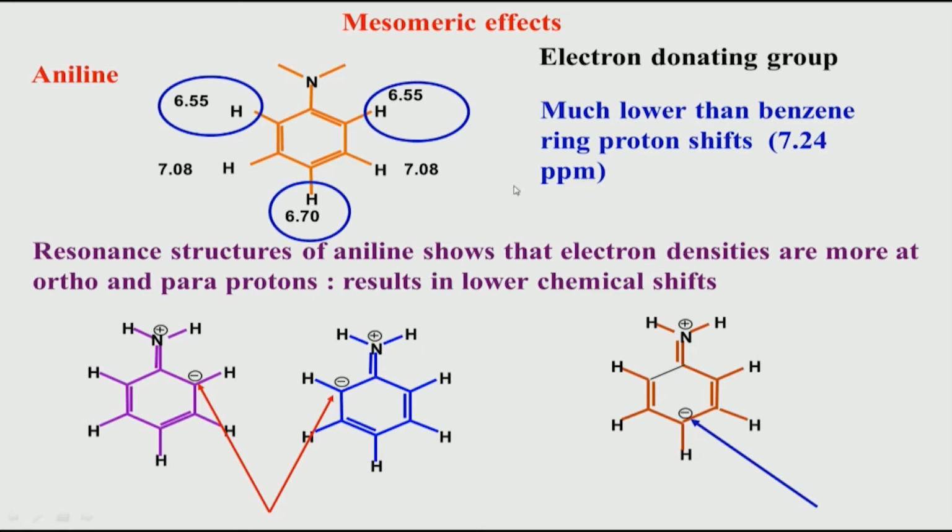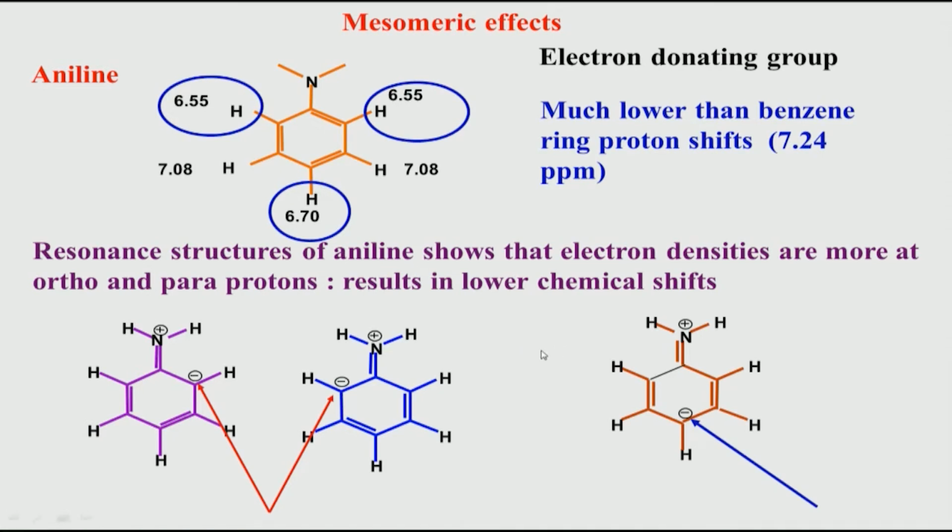You can find more examples in the different books which we looked at in the very first class, so I would recommend going through those examples. Typically this is how one can explain shifts based on the electron withdrawing or electron donating nature of the functional groups.